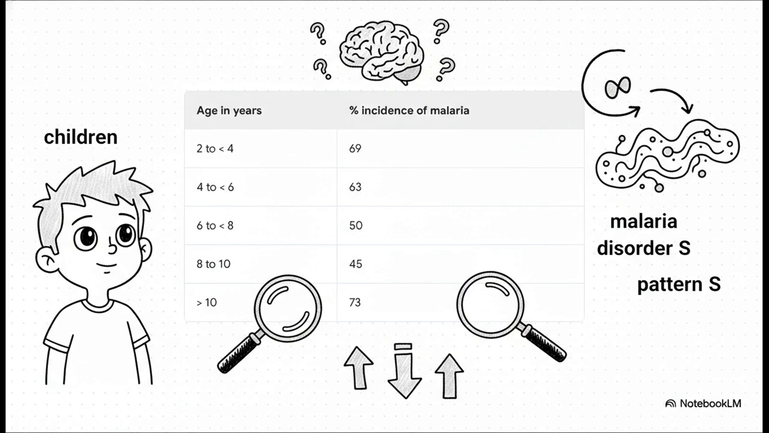We've got different age groups of children who have something called disorder S. And the second column shows the percentage of those kids who also get malaria. Just take a quick scan of those numbers. What kind of patterns or trends do you see?